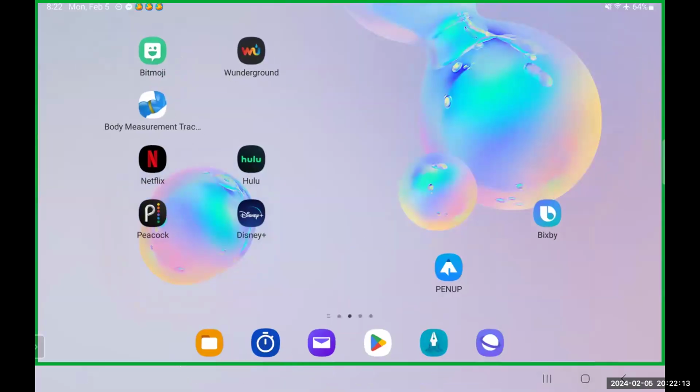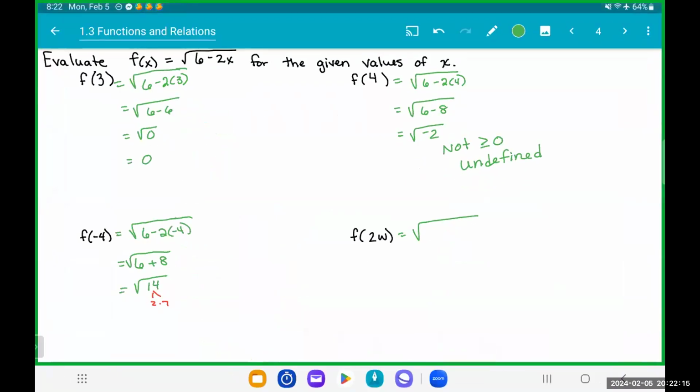Okay, so for the last one here, we have 6 minus 2 times 2w. That is the square root of 6 minus 4w. And we can't simplify that any further. That's as far as we can take that.